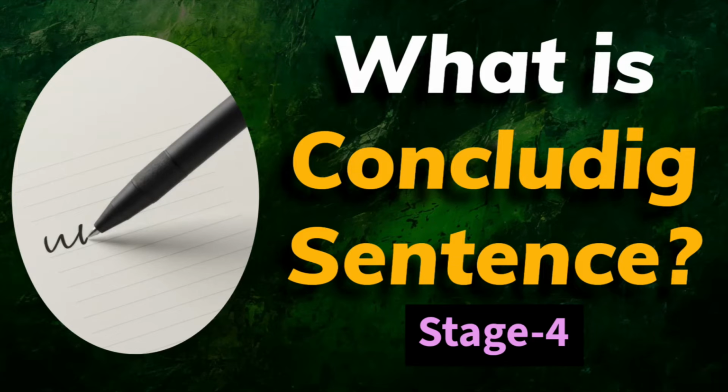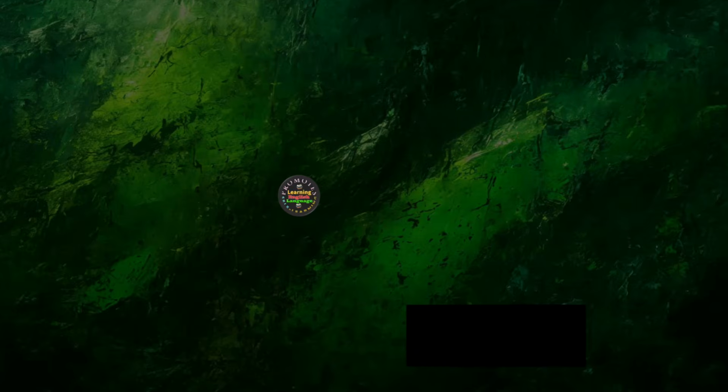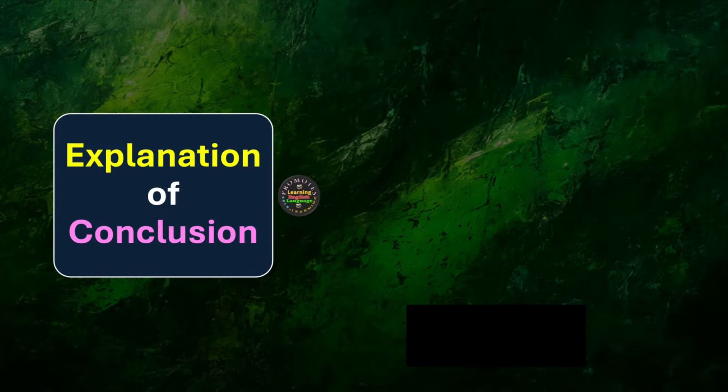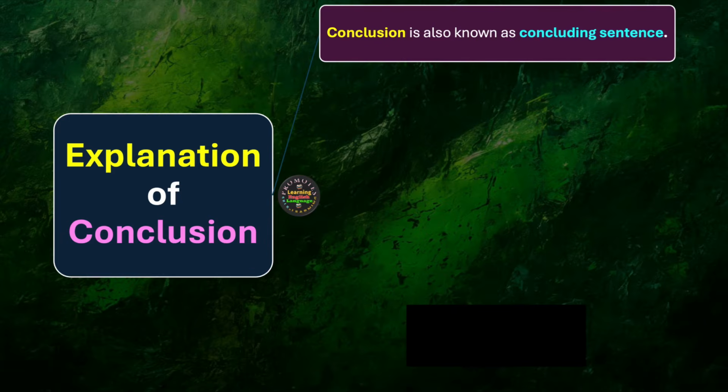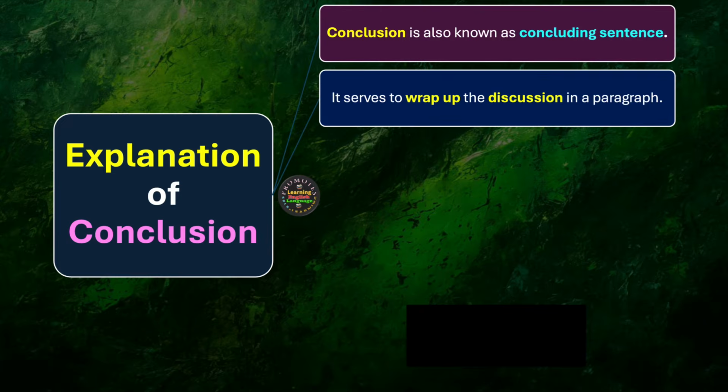What is a concluding sentence in a paragraph? Stage 4. Let's discuss the topic. Explanation of conclusion. Conclusion is also known as the concluding sentence in a paragraph. It serves to wrap up the discussion in a paragraph.